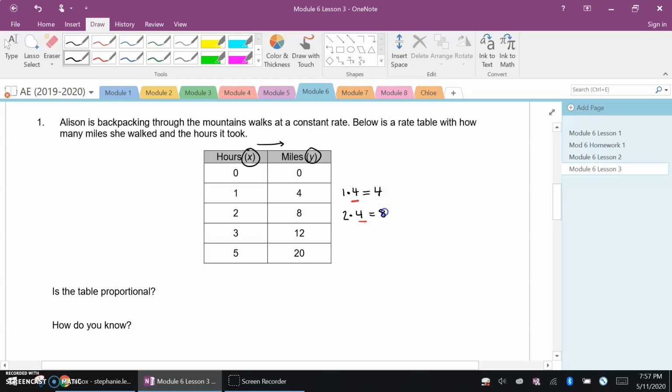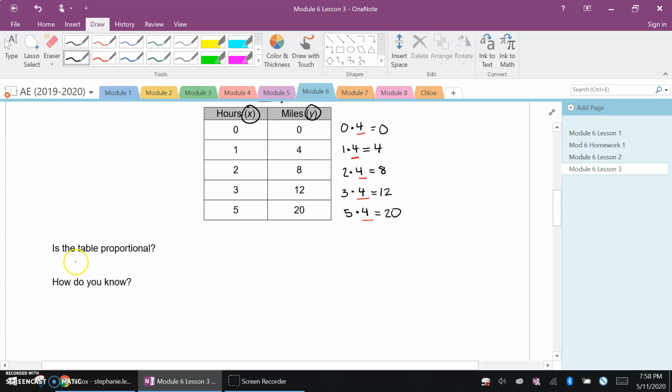It does. Keep in mind, if you don't feel like doing your times tables, you can always use a calculator to check it. Here we've got 3 times 4, and we want to know what 3 times 4 is. That does give us 12. Then we have 5 times 4, and that does give us 20. When we look back up at the top and check 0 times 4, 0 times 4 does equal 0. Because the number is the same on every single one of those, we know the answer to the question of is it proportional? The answer is yes. And how do we know?